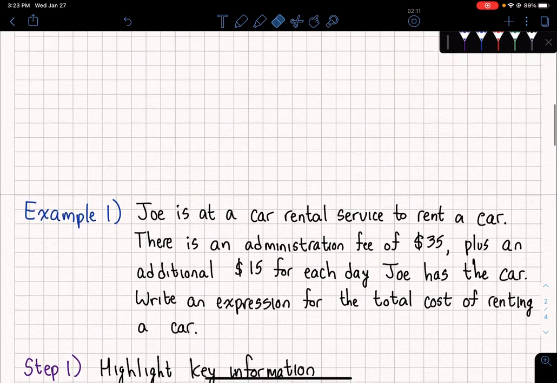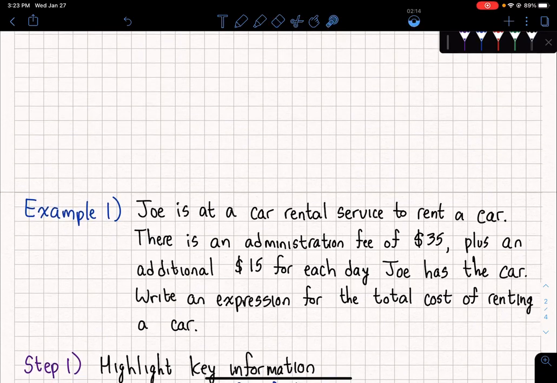In this problem, I'm going to walk you through the steps on how we can express this mathematically. So this problem reads, Joe is at a car rental service to rent a car. There is an administration fee of $35 plus an additional $15 each day Joe has the car. Write an expression for the total cost of renting a car.